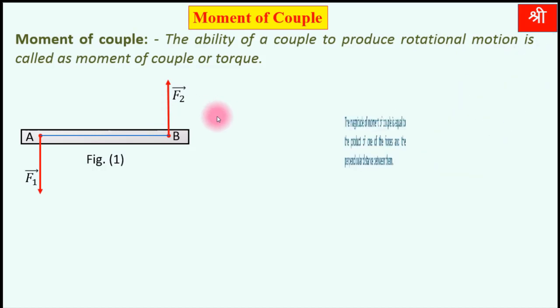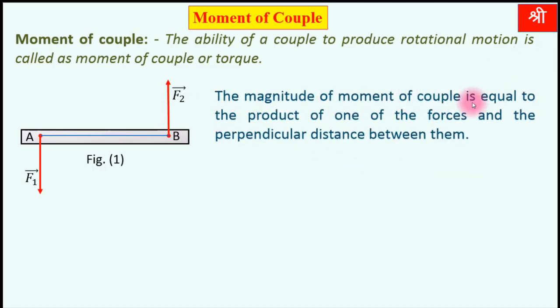Now, the moment of a couple: the magnitude of the moment of a couple is equal to the product of one of the forces and the perpendicular distance between them. Magnitude of one of the two forces. We know the magnitude of both the forces is the same. If the first force is 10 Newton, then the second force is also 10 Newton. So you can take the magnitude of any one force.